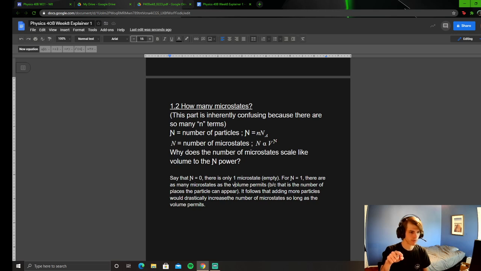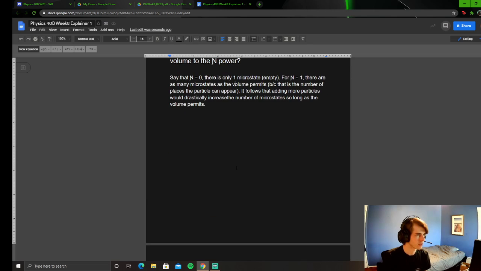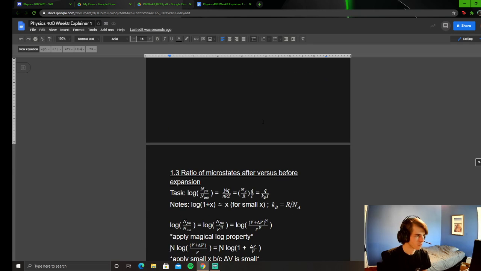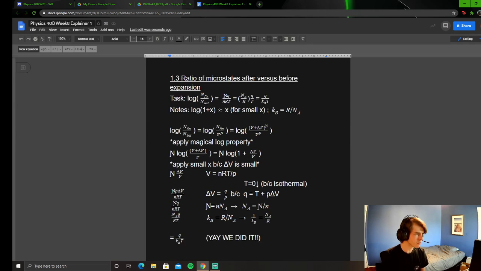Because you have the potential for a particle to be here and here if there's two, and then also here and here, or just swapped. There's a lot, and as that goes up to infinity, there's a ridiculous amount of microstates.